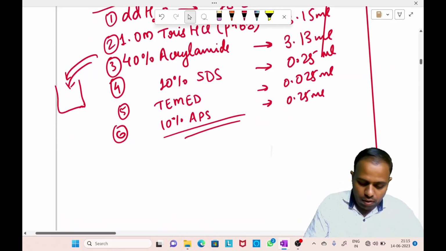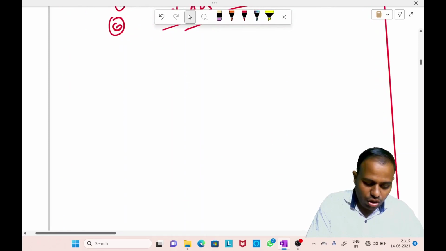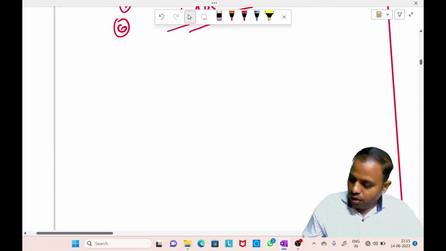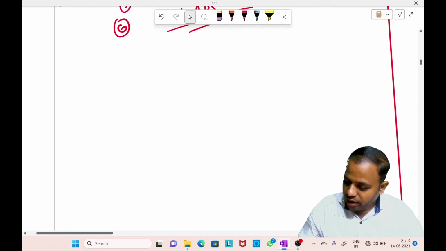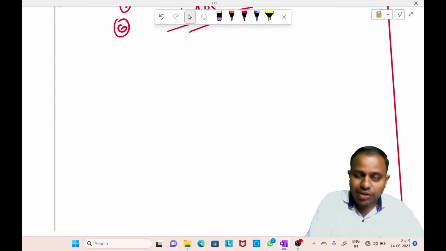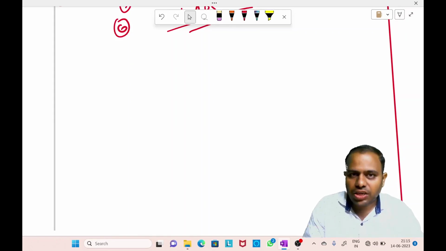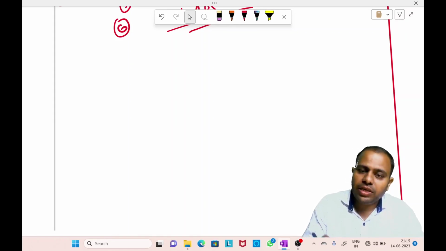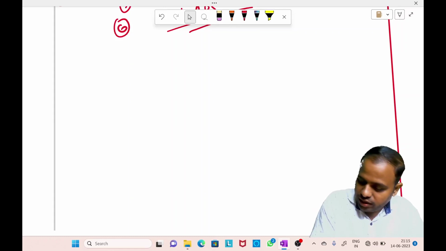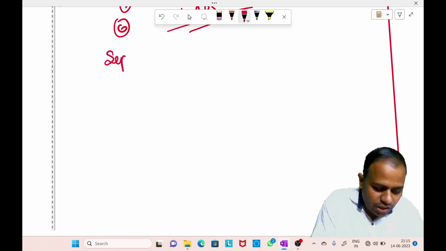Now let me give you the composition of the separating gel. Separating gel acrylamide concentration is generally more because you want to separate the proteins. The proteins are separated on the basis of charge and also based on the molecular weight. So let's see the separating gel.